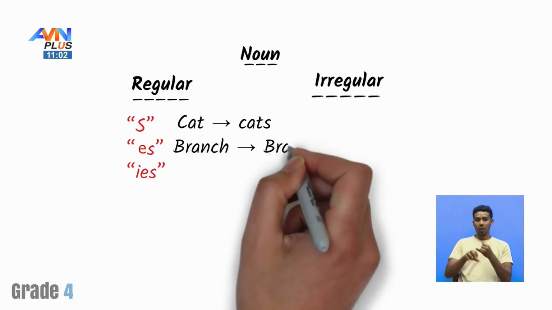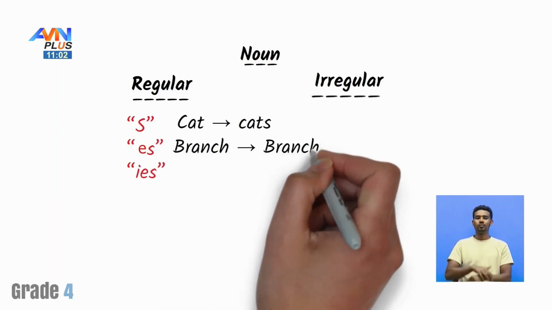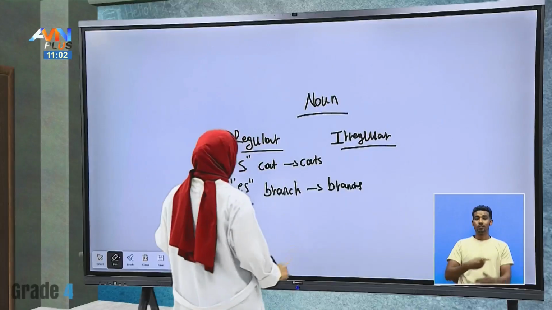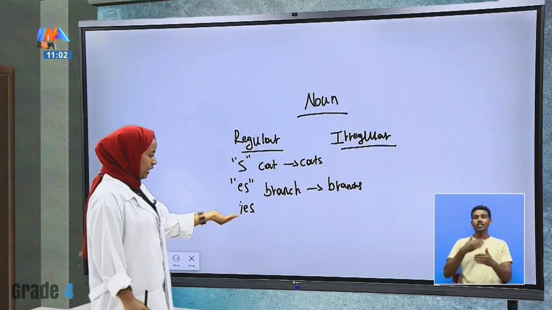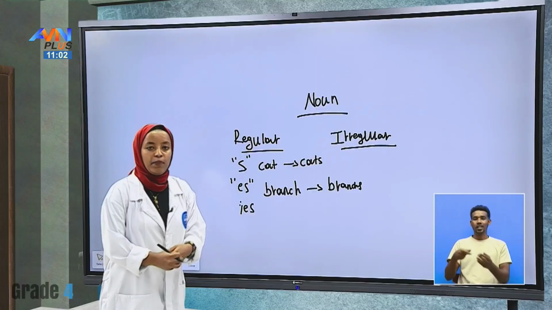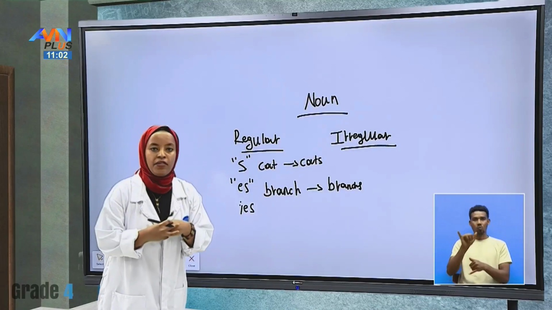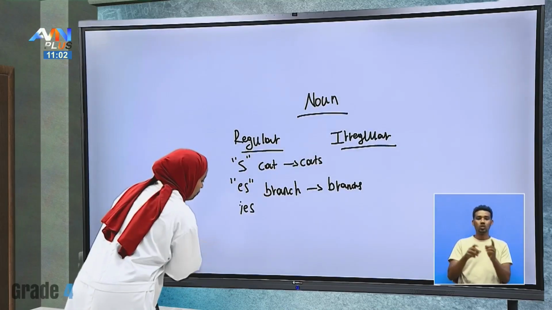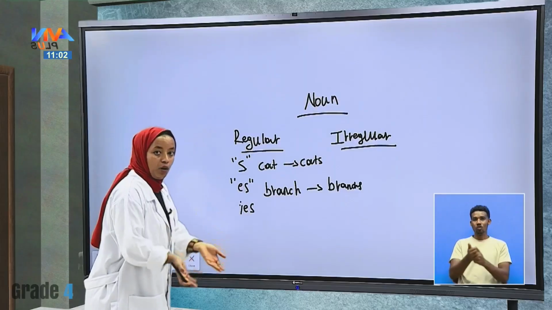Here is branches. This is the second method. The next one is by adding IES. It is ending with Y. When we come to here, not included, the word is with Y followed by vowel letters.